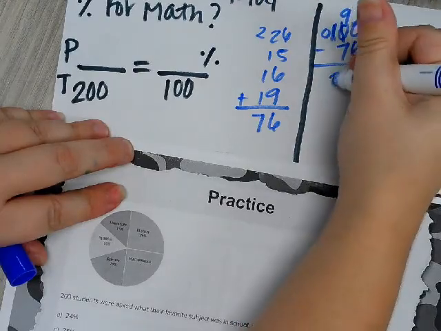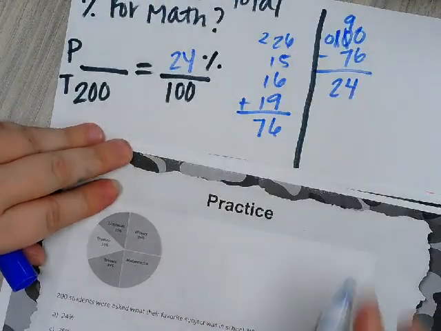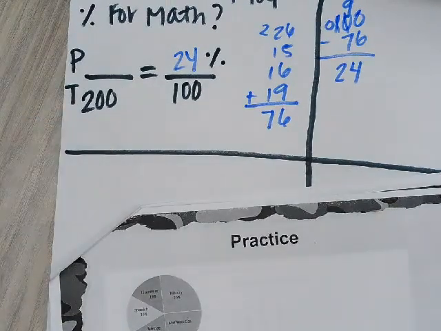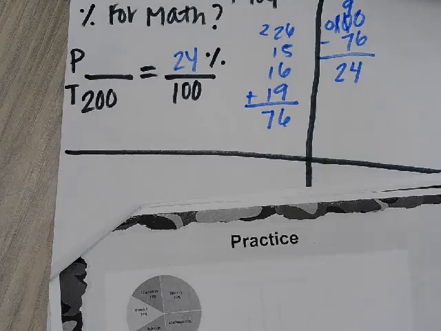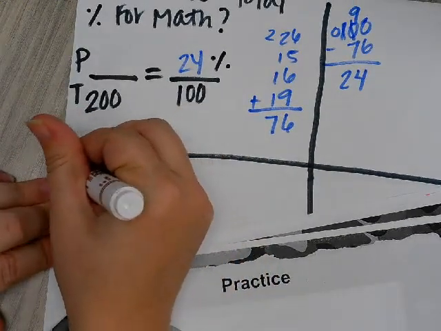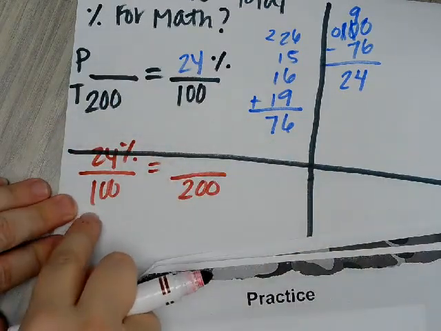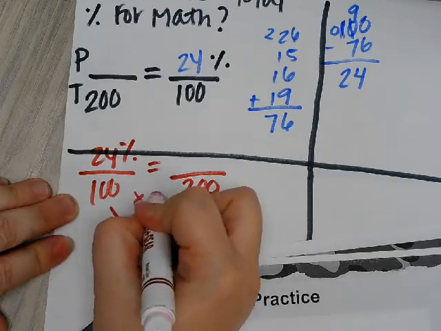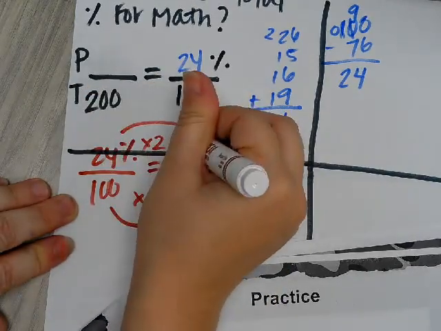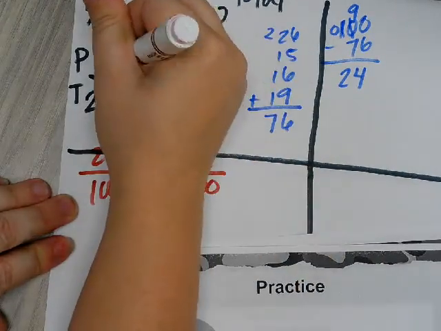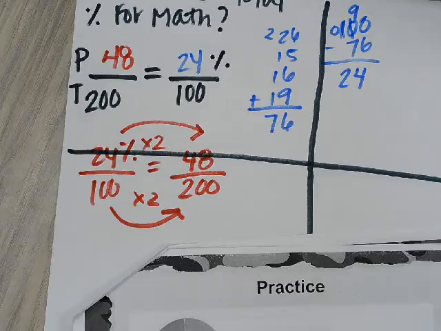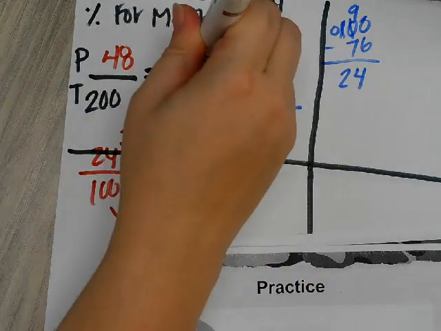So I get 24%. Okay, could I write this in a different way so that I could have a pattern? Absolutely. So I could write this so that I have 24% over 100, and I'm trying to get to 200. Can I get from 100 to 200? Yes, I can multiply it by 2. So 24 times 2 gets me 48. 48 students voted for math. So my percent was 24, and then 48 students voted for math.